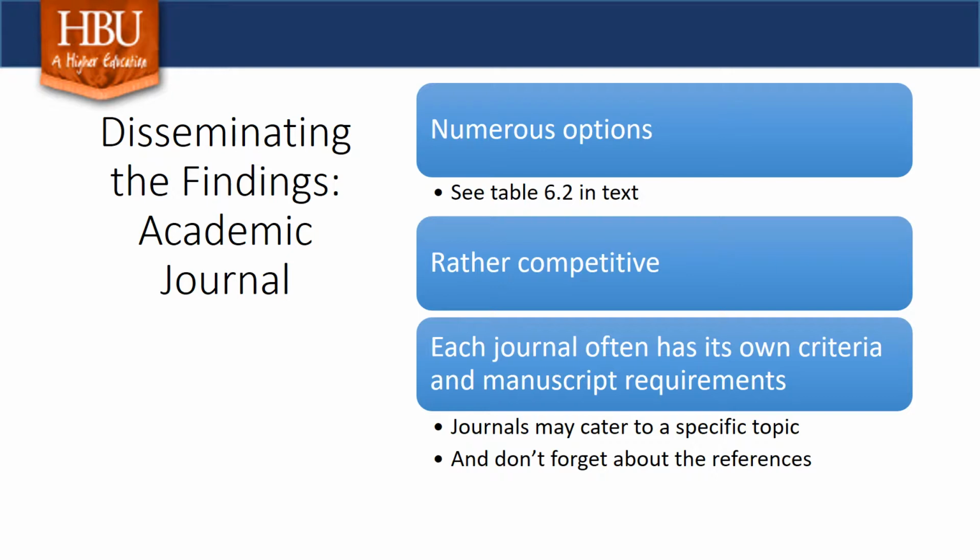As I've said, some journals may cater to a specific topic. Therefore, you should think about if your topic aligns more closely with a specific journal. And finally, each journal typically has its own preference on references. For the most part in our discipline, you're going to find that our journals require APA references. However, it's important to make sure that you check the journal requirements when you're thinking about those references.